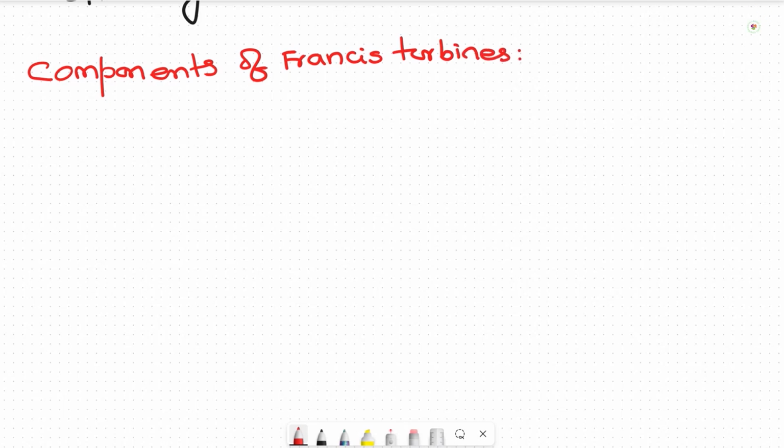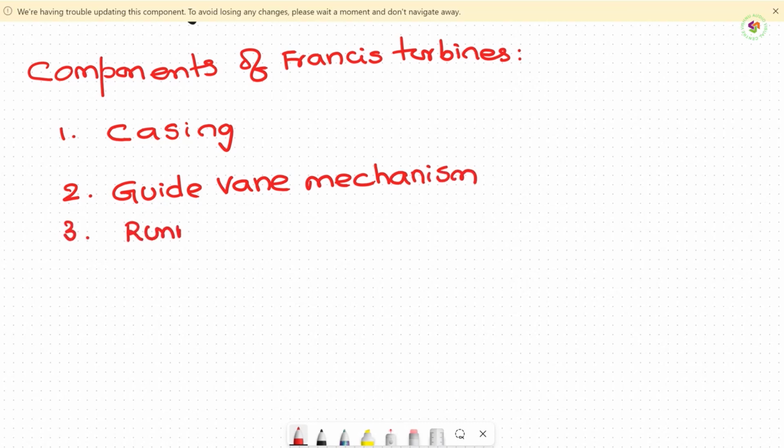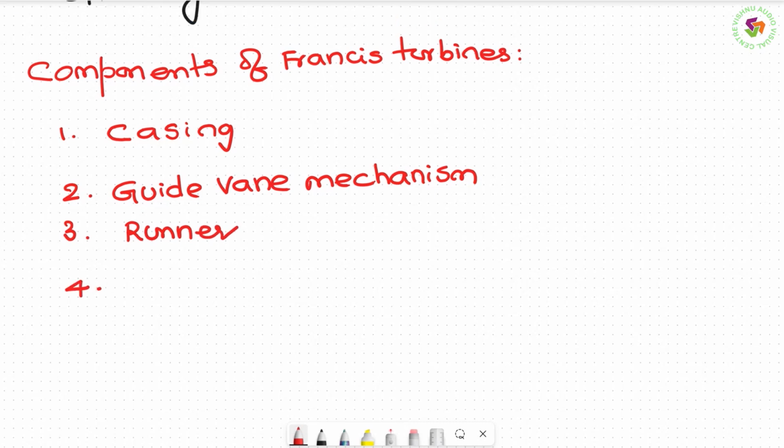Let me go into the second topic, components of Francis turbine. The various components of Francis turbine are: number one, the most important thing, is casing. Number two is guide vane mechanism. The third one is runner. The fourth one is draft tube.